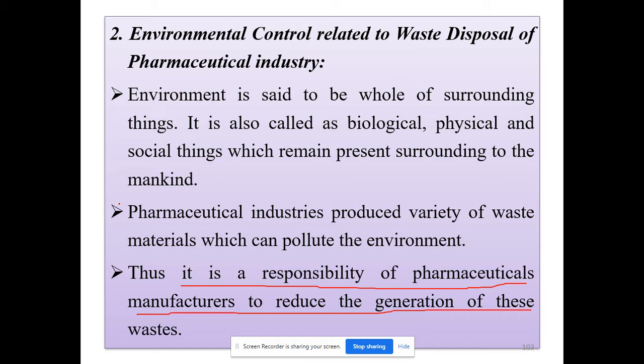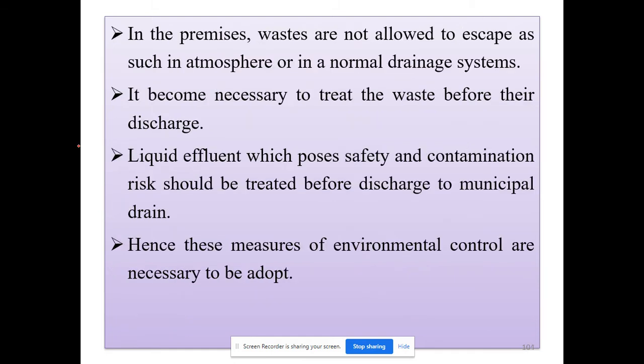They are responsible for polluting the environment, they are responsible for polluting the atmosphere, and thus it becomes our responsibility that we should minimize the production of such a waste from our pharma industry. Okay, moving on toward the next slide. In the premises, waste are not allowed to escape out as such in the atmosphere or in the normal drainage system.